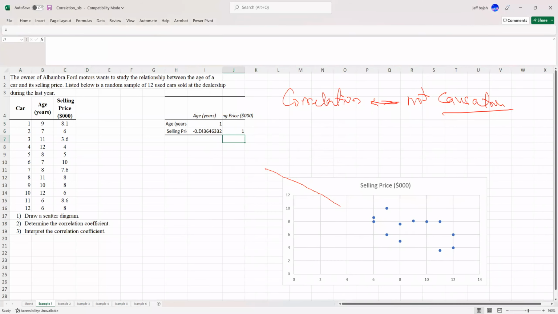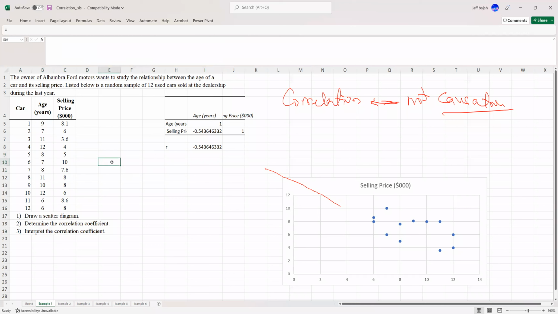This is our correlation coefficient, right? The correlation coefficient here is this value here. And you can see this is about 0.5. So this is what we said, it's moderate, right? We can see that there's a negative relationship between age and selling price, but it's moderate. So we can now interpret the results.